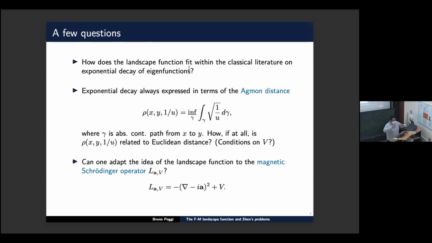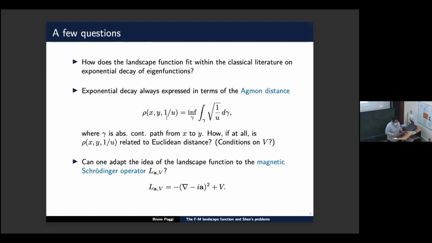This exponential decay of eigenfunctions has been studied for several decades. How does the landscape function, which is a more recent tool, fit within this literature? Does it compare with other tools introduced there?